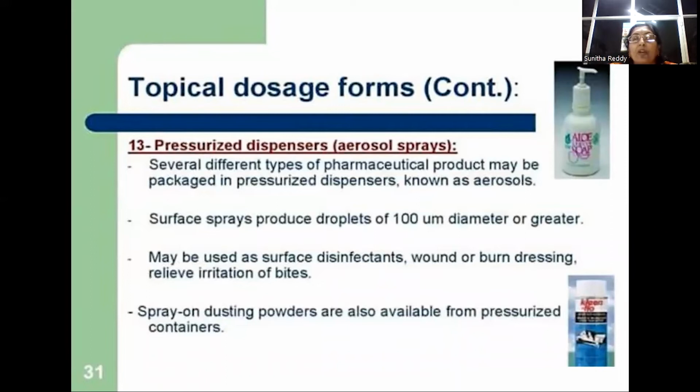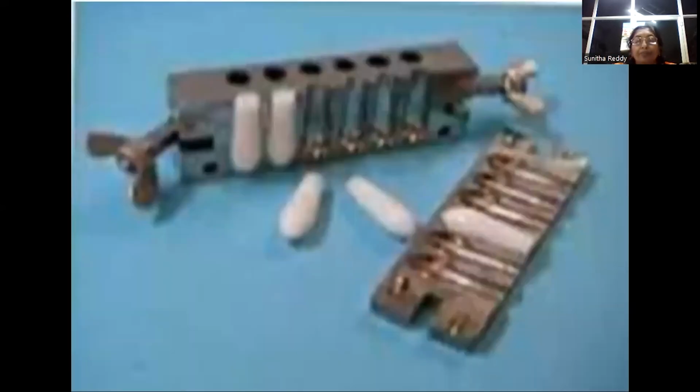Pressurized dispenser, aerosol spray. Several different types of pharmaceutical products may be packaged in a pressurized dispenser, known as an aerosol. Surface sprays produce droplets of 100 micrometer diameter or greater. They may be used as a surface disinfectant, wound or burn dressing, or to relieve irritation of pipes. Spray and dusting powders are also available in pressurized containers.